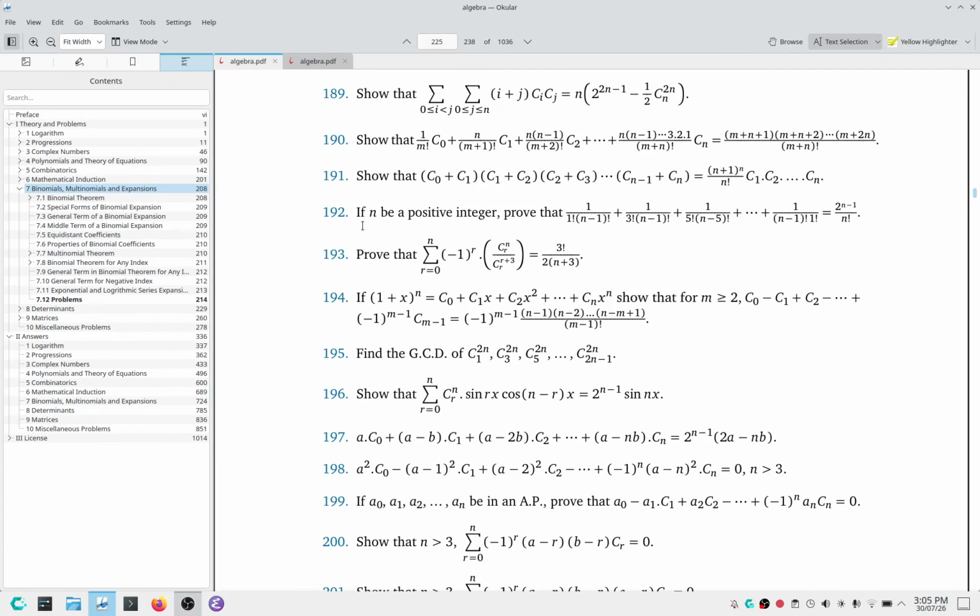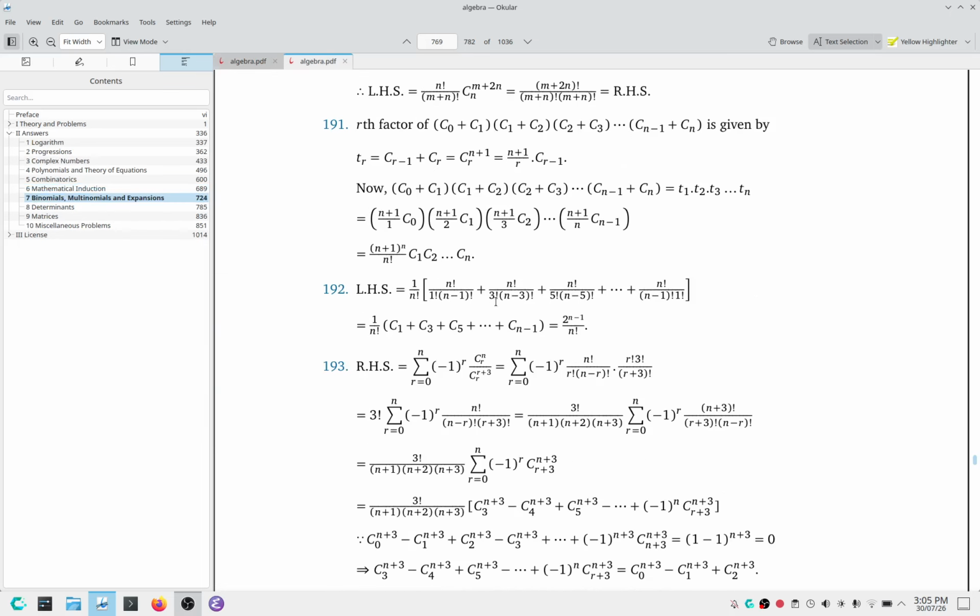Question 192 says that if n is a positive integer, prove that 1 upon 1 factorial times (n-1) factorial plus 1 upon 3 factorial times (n-3) factorial, and then 1 upon 5 factorial times (n-5) factorial and so on up to 1 upon (n-1) factorial times 1 factorial is equal to 2^(n-1) upon n factorial.